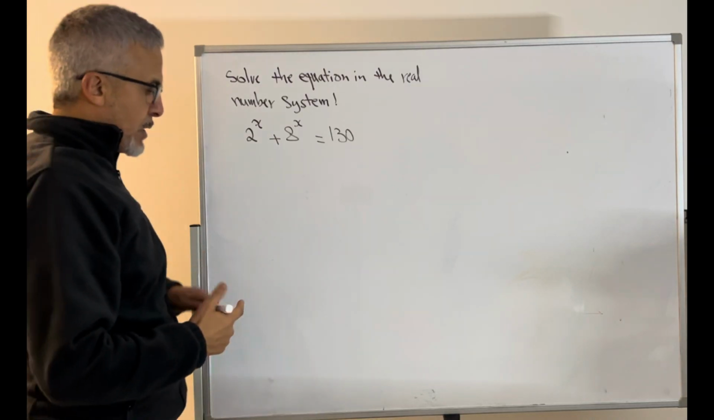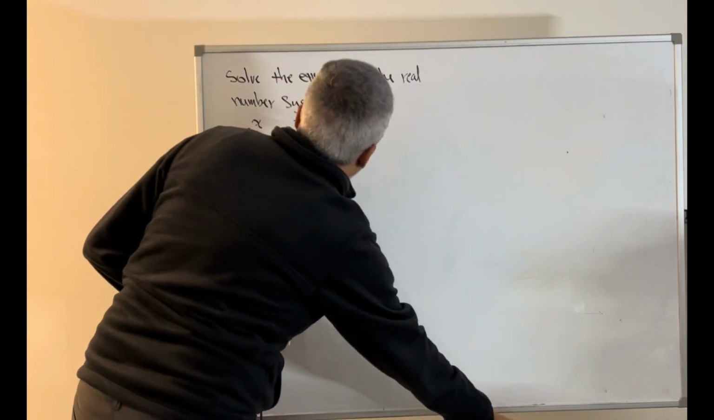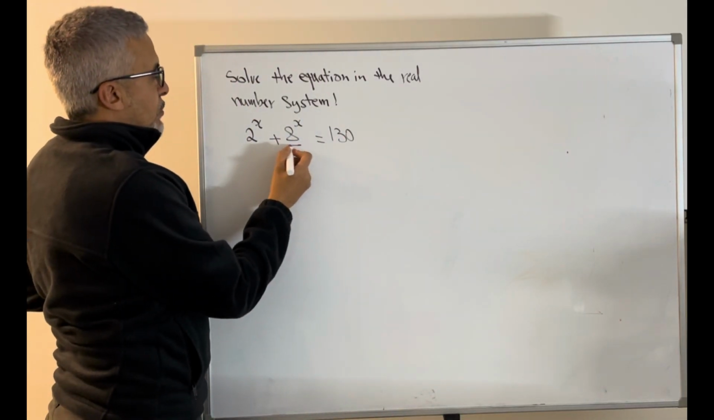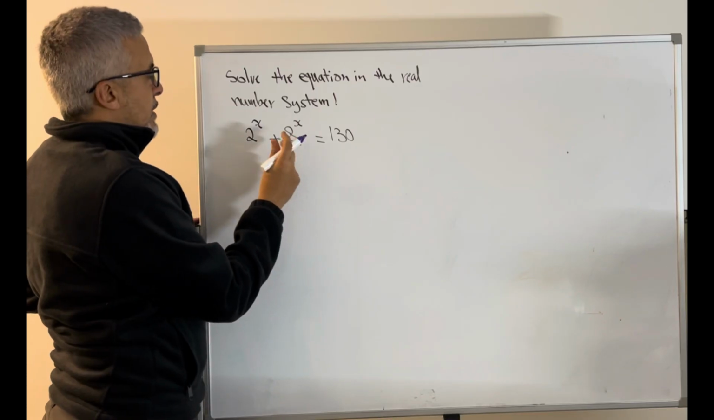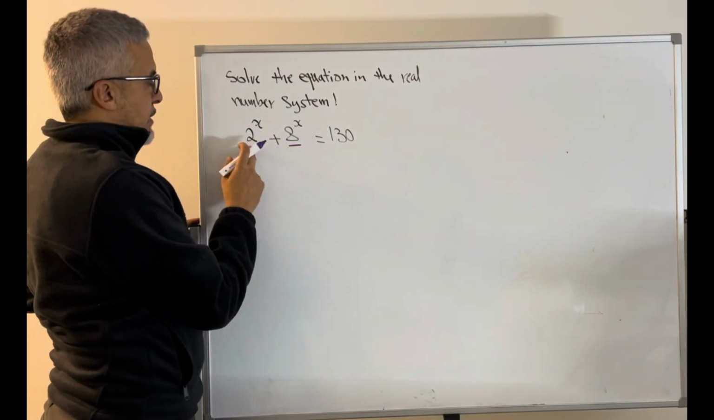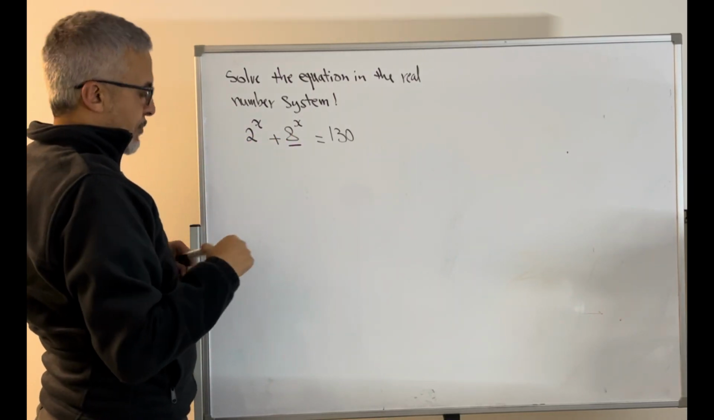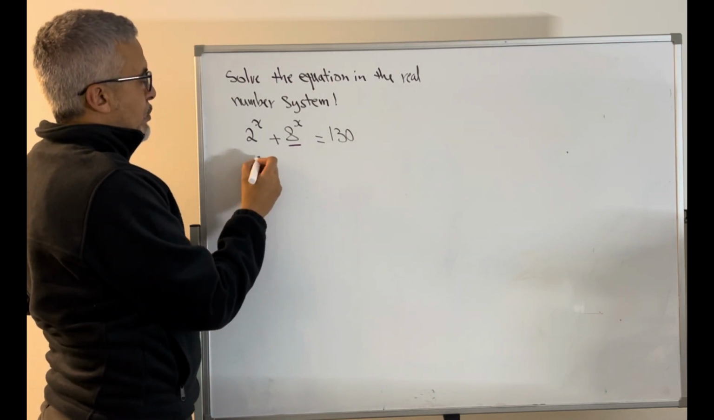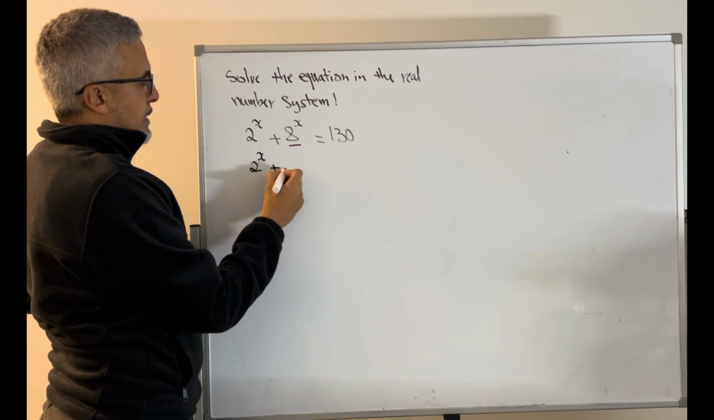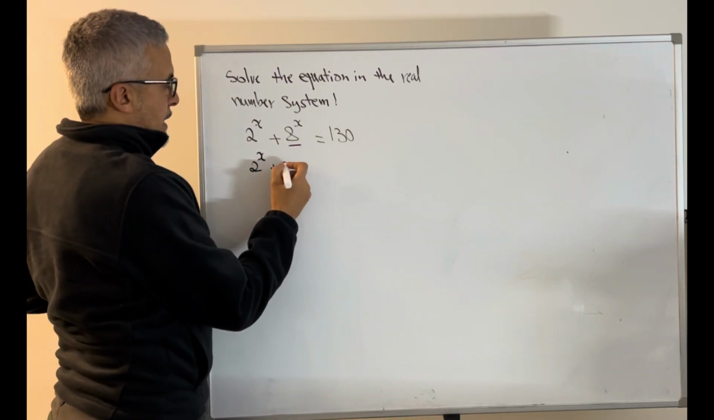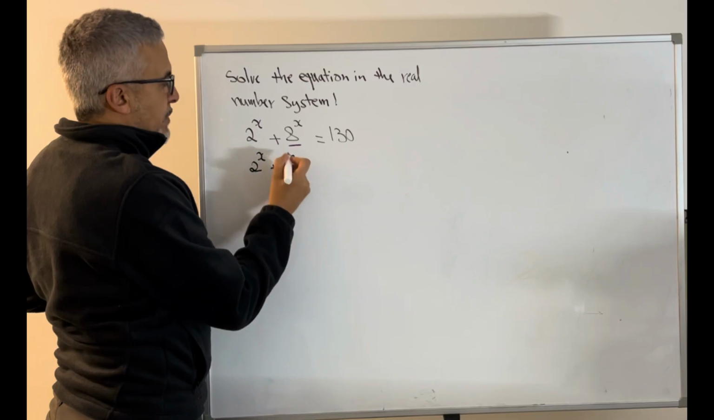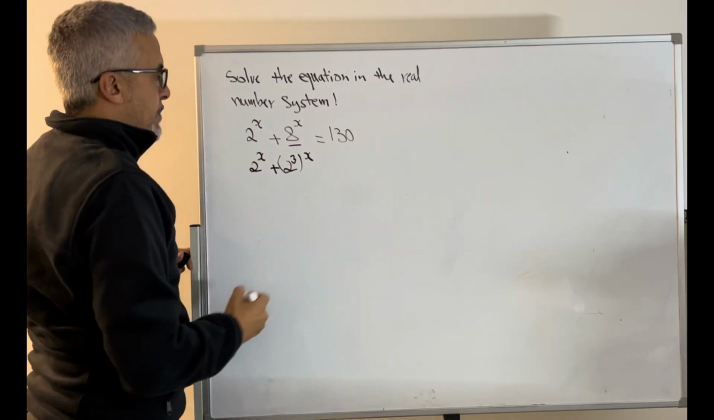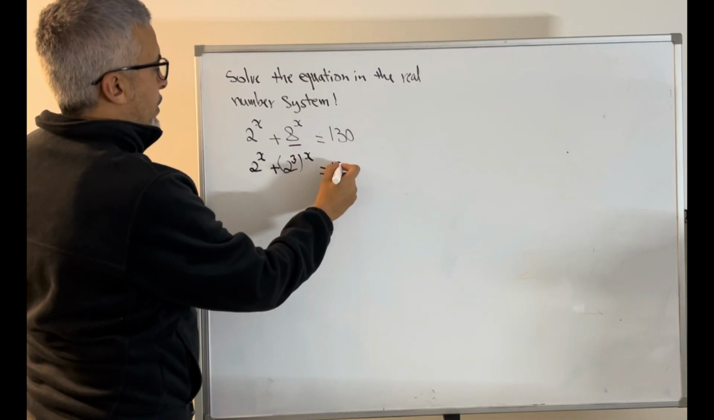So when we have an exponential equation like this, I think the first thing is we need to make the 8 have the same base as the 2. Therefore, we could rewrite this as 2 to the power of x plus, and we know 8 could be expressed as 2 to the power of 3, and then we still have the x outside, equals 130.